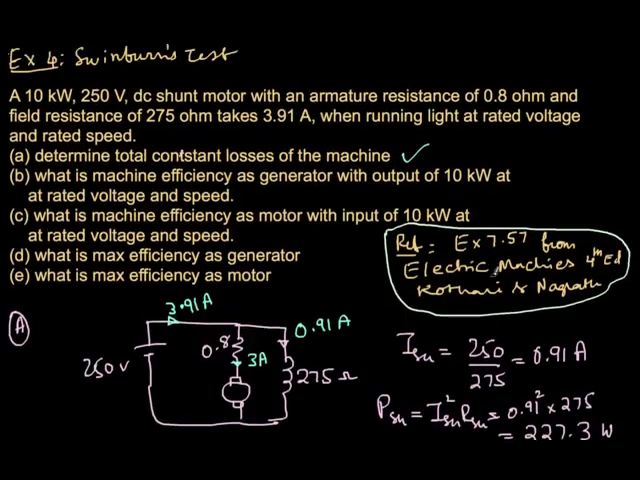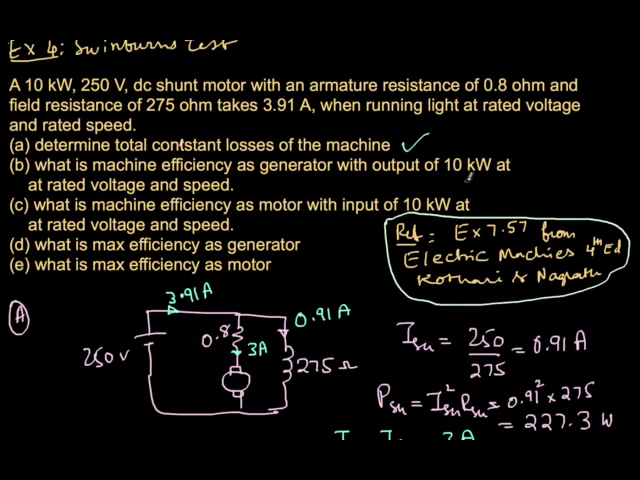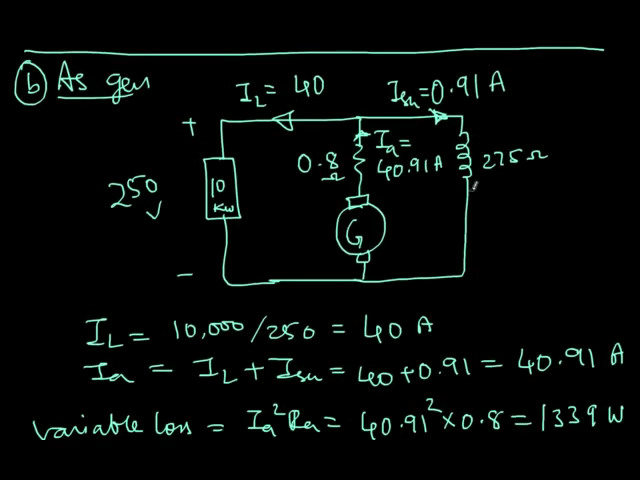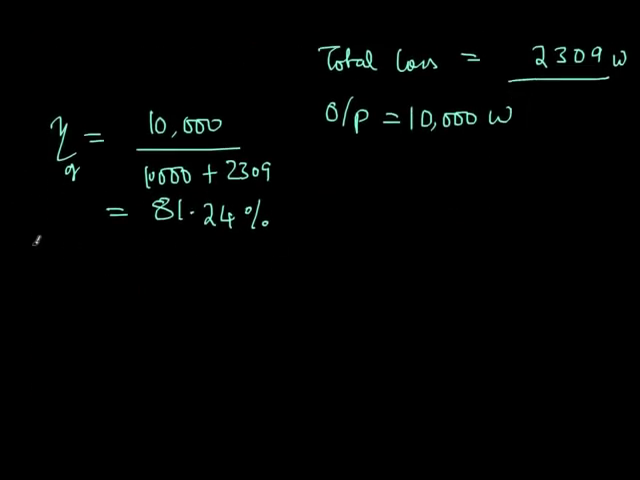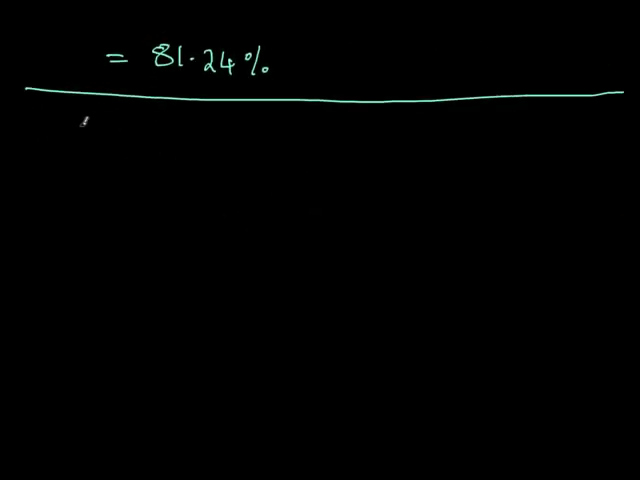So let's go back. What is the machine efficiency as generator? All these things we have solved. Now let's look at part C. What is the machine efficiency as a motor with input of 10 kilowatt at the rated voltage and speed? So now let us solve part C of the problem. So part C, as motor.